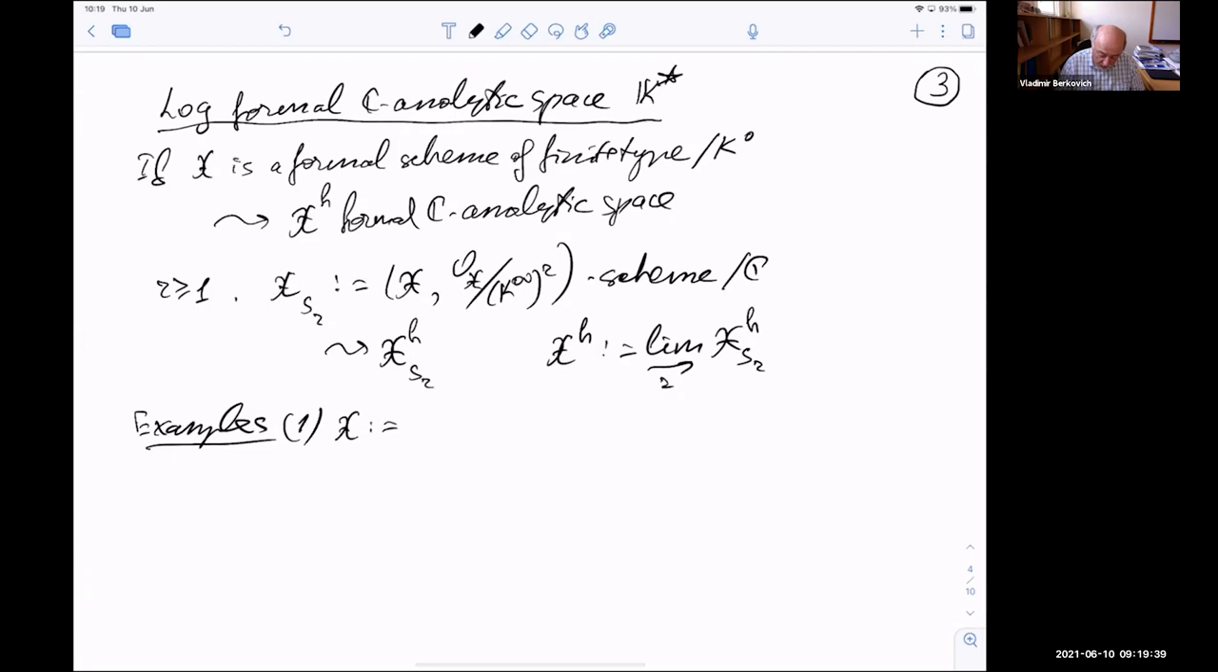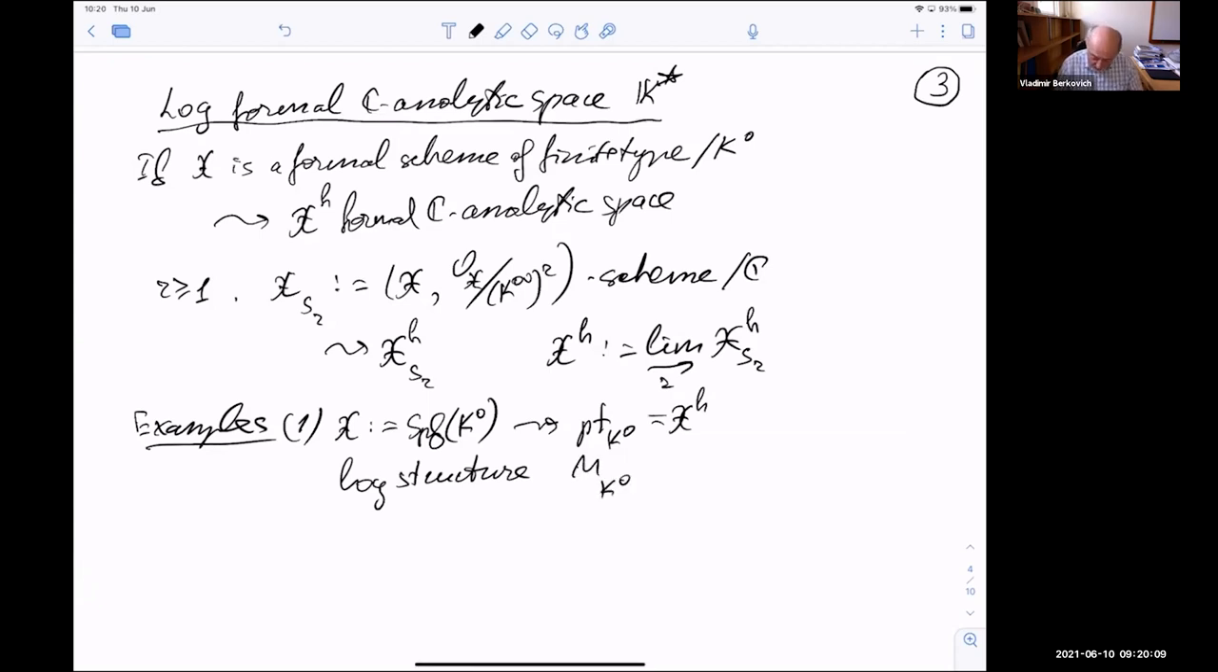Now we consider the first example. If it is a formal spectrum of K naught, then we get the point I denote in such a way. As a topological space, it's very simple, one point. And now it is a log space with a log structure. It's an evident one: the corresponding monoid is a usual thing, and it is embedded into K naught. It's a log formal C analytic space.